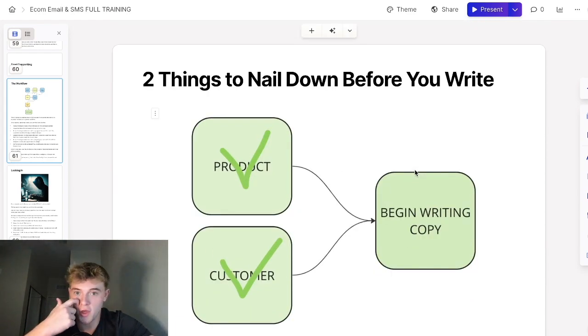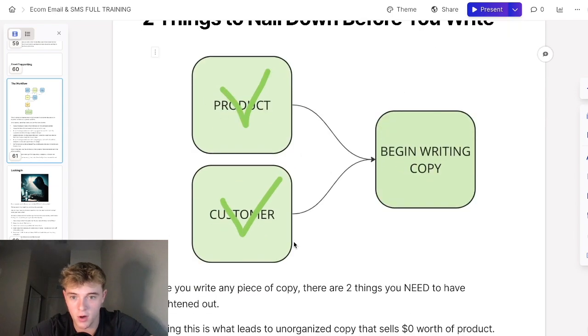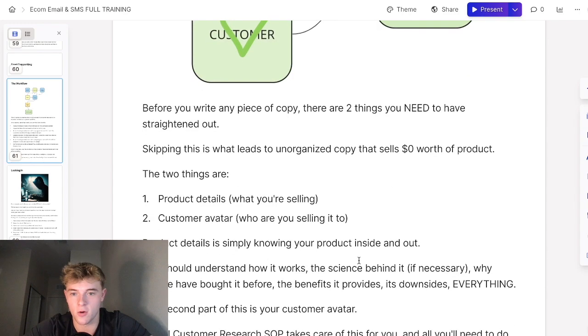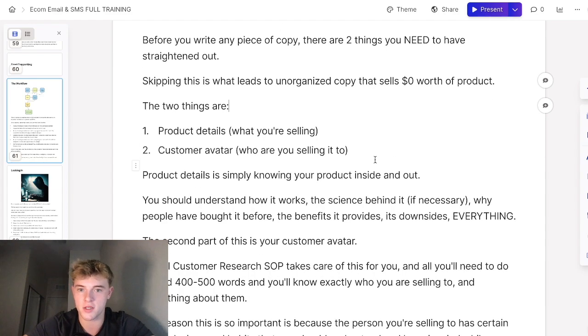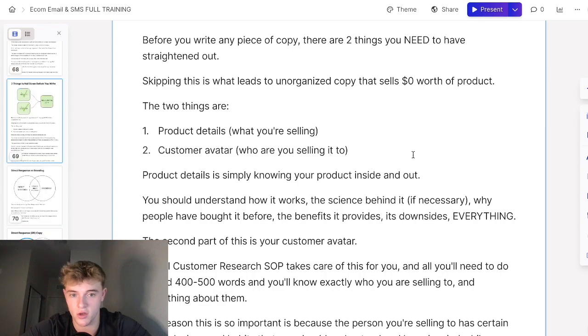There are 2 things that you need to nail down before you even begin writing copy, and that's product and customer. So if you skip out on these, it's exactly what's going to lead you to unorganized copy that sells $0 worth of product. So the two things here are product details, so what it is that you're selling, and the customer avatar, which is who you're selling it to.